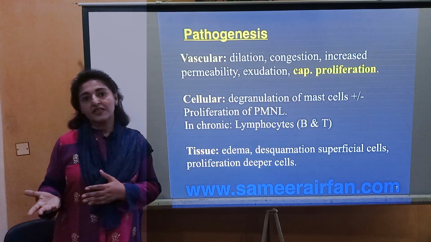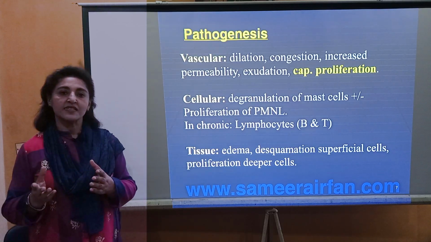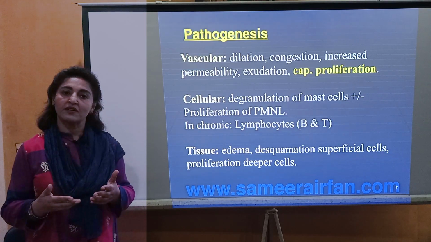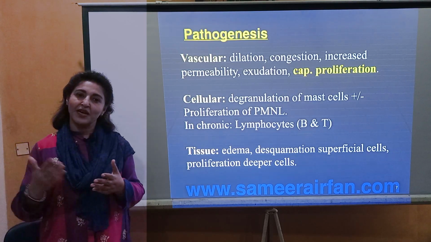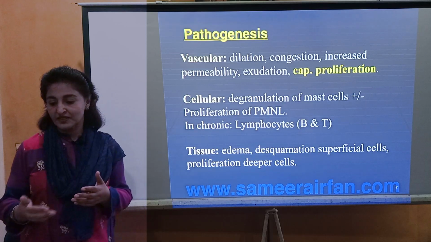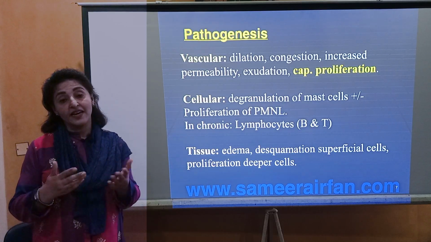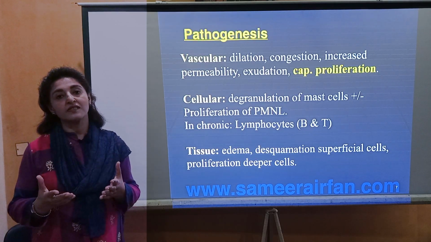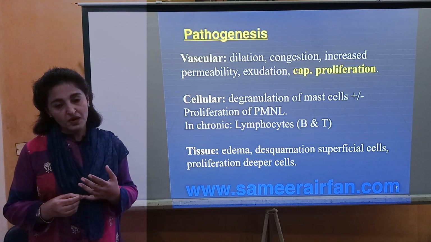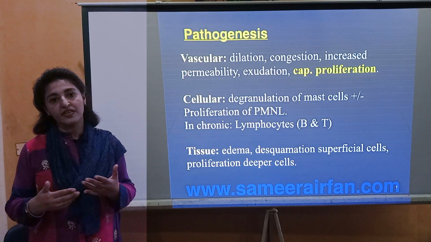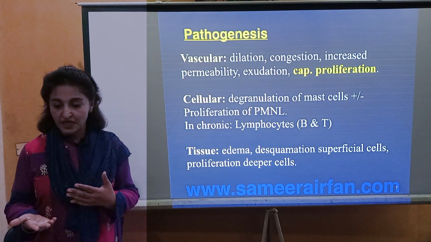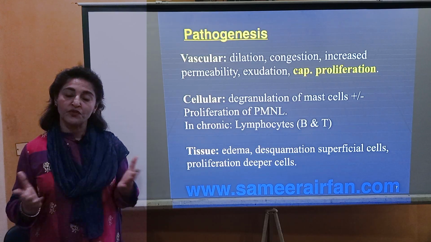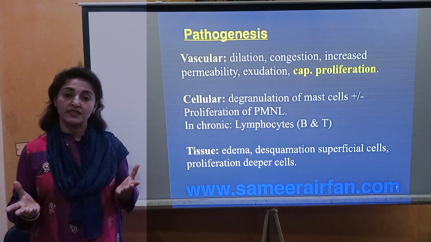So if you know the structure of the conjunctiva, it is basically composed of epithelium, and then in the stroma there are numerous vessels. So as soon as the allergen or the bug lands on the conjunctival surface, there are the mast cells in the stroma, and those mast cells degranulate with the release of histamine, and that histamine then causes acute vascular dilatation and congestion.